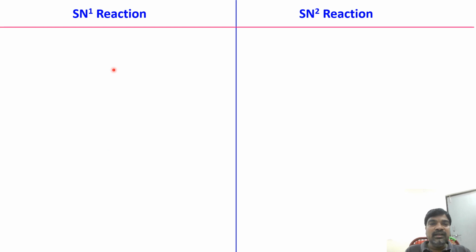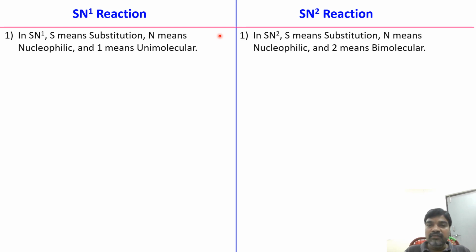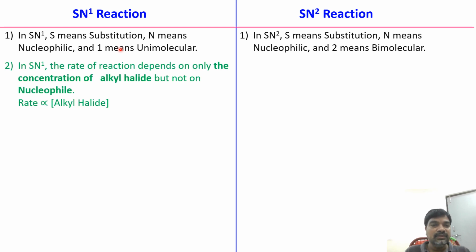So finally, what are the differences between the SN1 and SN2 reactions? In SN1, S stands for substitution, N stands for nucleophilic, and 1 stands for unimolecular. Therefore, the SN1 reaction is also known as unimolecular nucleophilic substitution reaction. However, in SN2, S means the same substitution, N also the same nucleophilic, but 2 means bimolecular. Therefore, the SN2 reaction is also known as bimolecular nucleophilic substitution reaction.